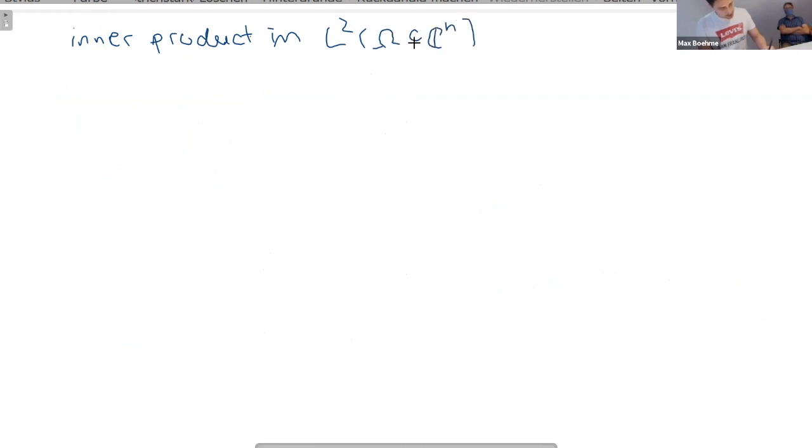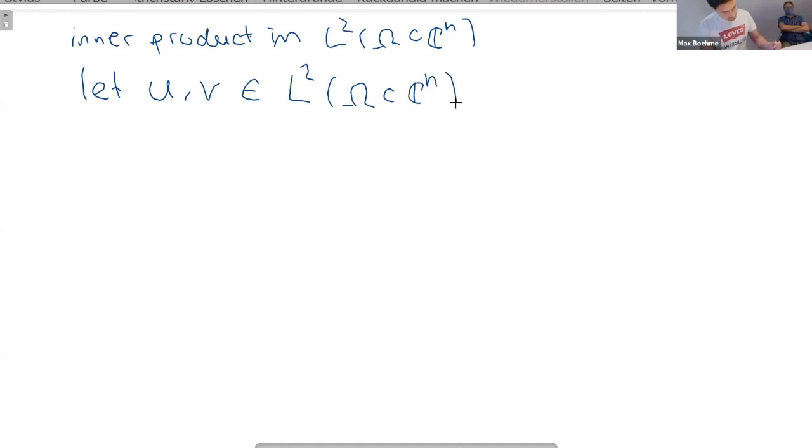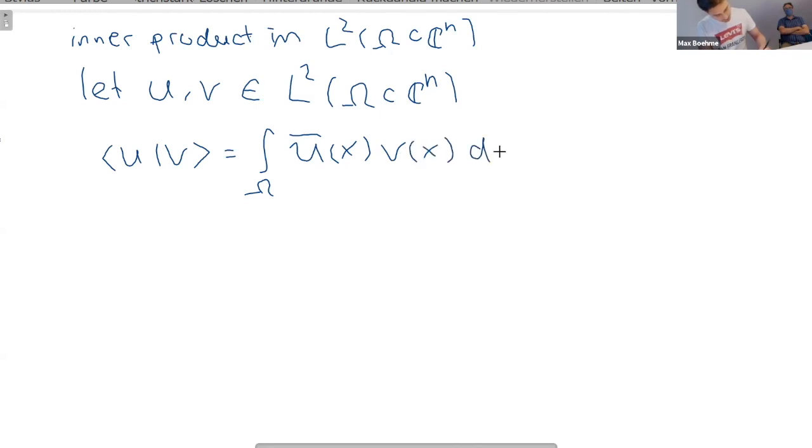So this just denotes that it's a subset of some complex vector space. So the inner product: let u and v be elements, functions living in this L2 space. And we write down that the inner product taken here is nothing more than the integral over the set omega, taking the complex conjugate of the first argument times the second argument and integrating it up.